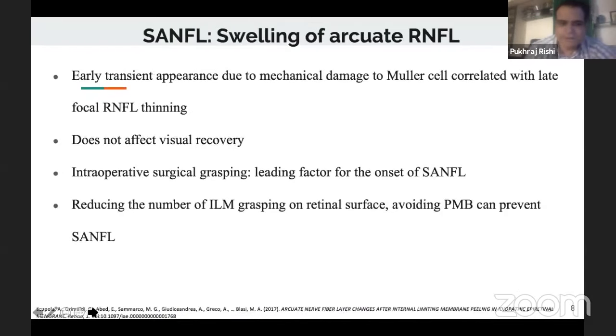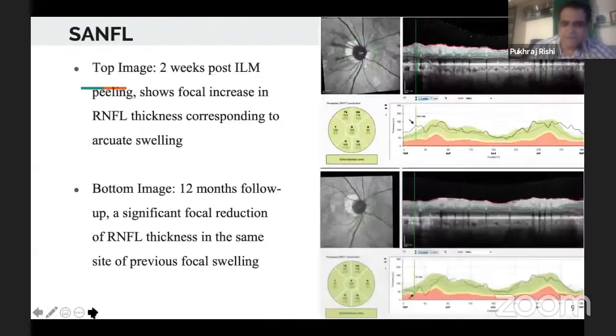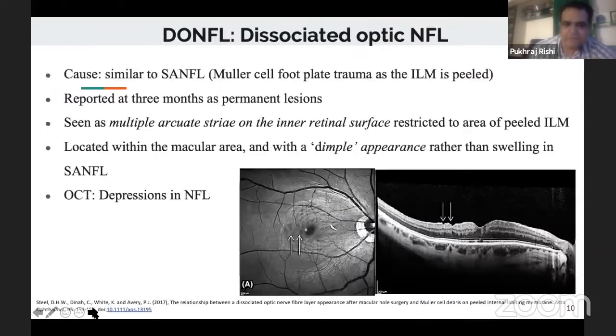Okay, so then comes SANFL. These terminologies might sound like alphabet soup, but they are pretty easy to understand. This denotes swelling of the arcuate retinal nerve fiber layer, and this happens in patients undergoing macular hole surgery and ILM peeling. The scan on the top shows you the swelling in the nerve fiber layer. The scan below, the structural OCT scan, shows you resolution of the swelling in the arcuate nerve fiber layer. So this can give us feedback on how our tissue handling has been in cases of ILM peeling.